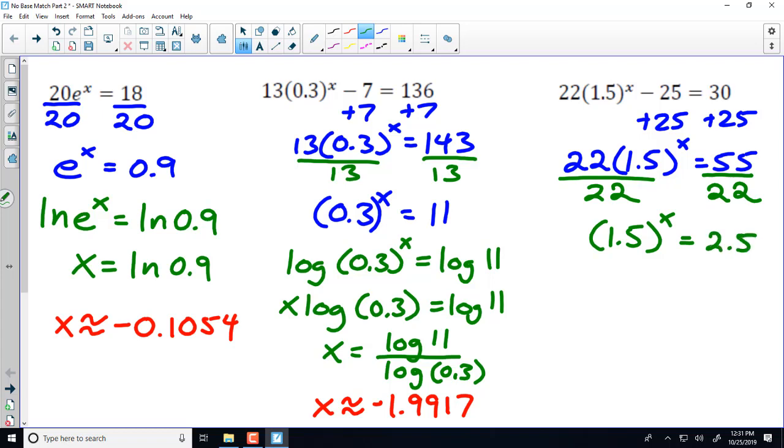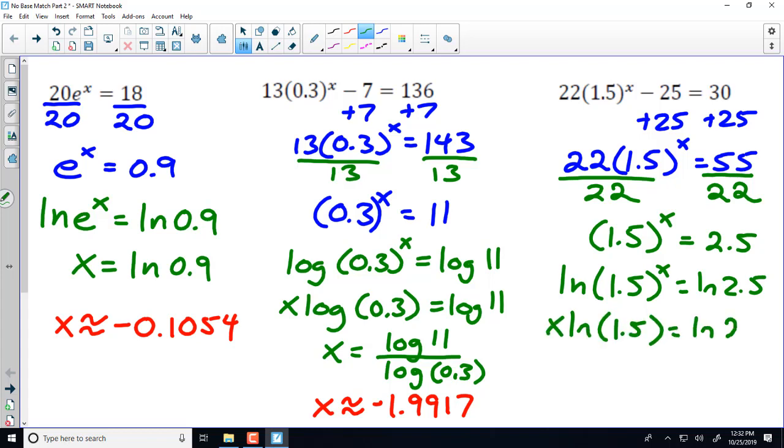Then we take either the log or the ln of both sides. I'll do the ln this time. So we got the ln of 1.5 to the x equals the ln of 2.5. Bring down the x in front. I'm running parentheses on some of these and on other ones, actually, it doesn't really matter. So this side could have parentheses too if it makes you feel better.